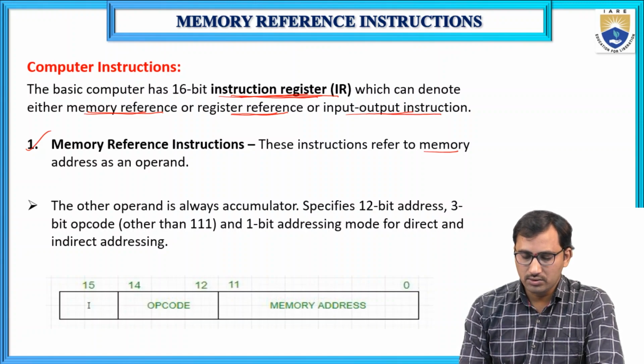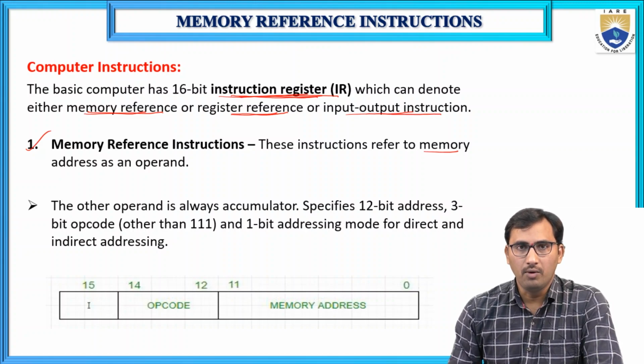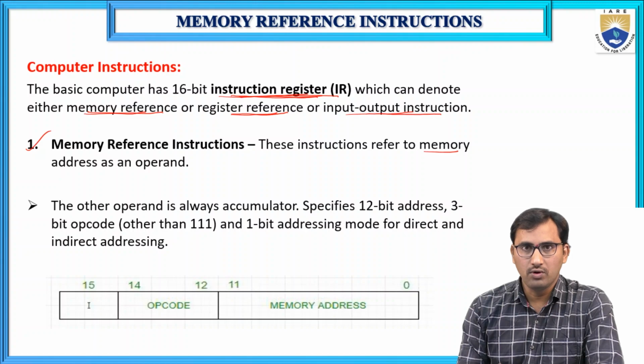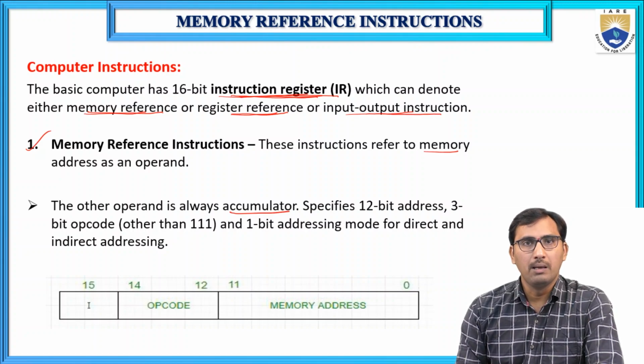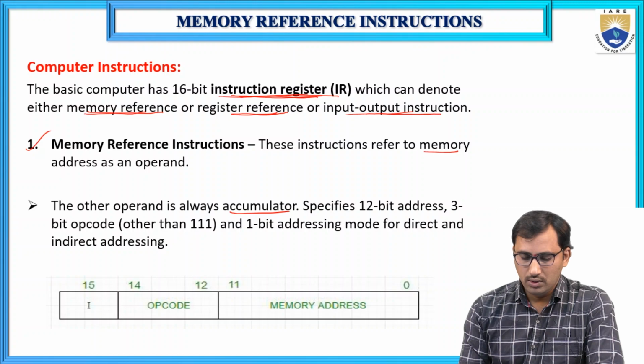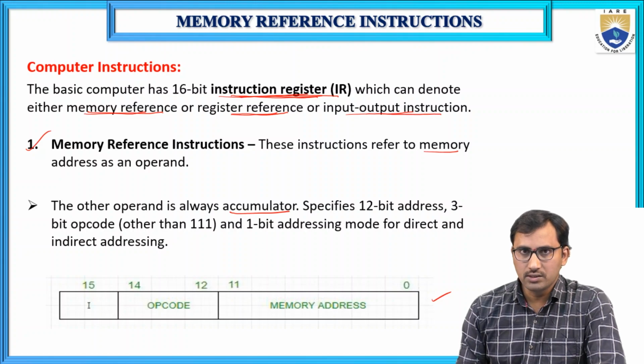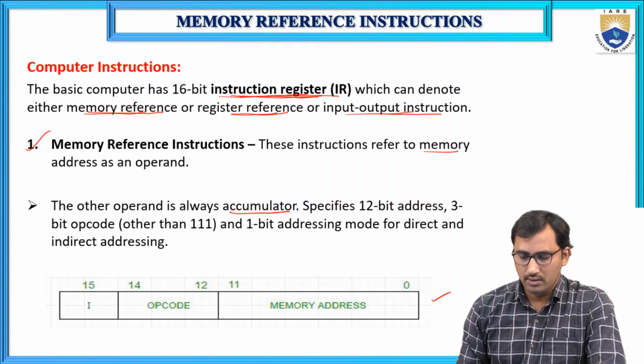The other operand is always the accumulator. If you want to perform any operation, we require two values. In this scenario, one value is stored in the accumulator and the other value is a reference to the memory. Now the instruction register format: this is the format of the instruction, and the total instruction size is 16 bits.